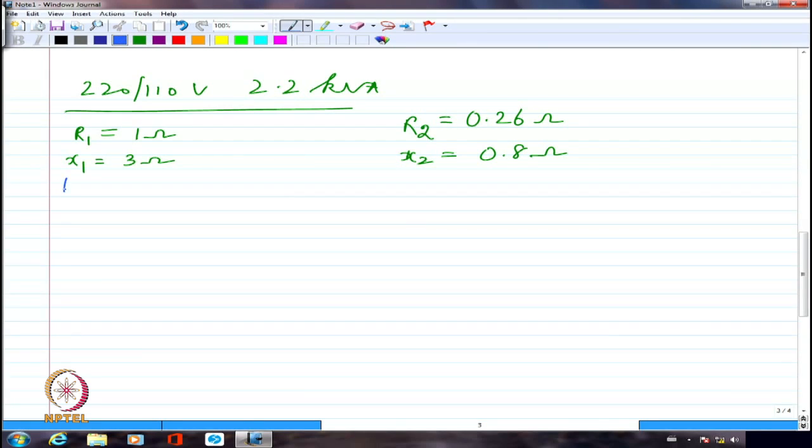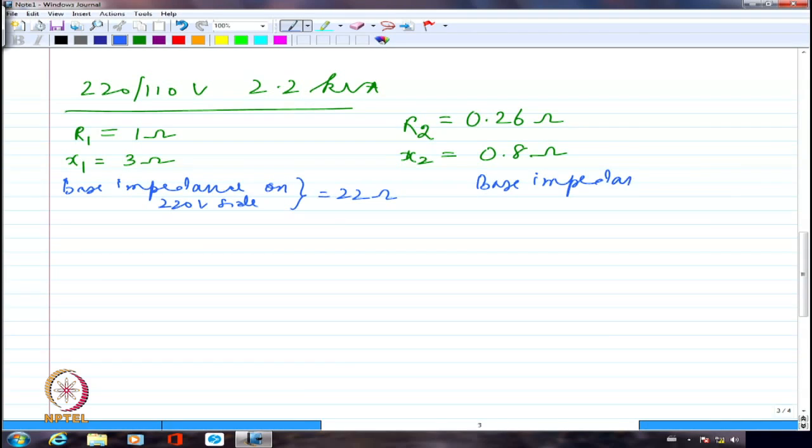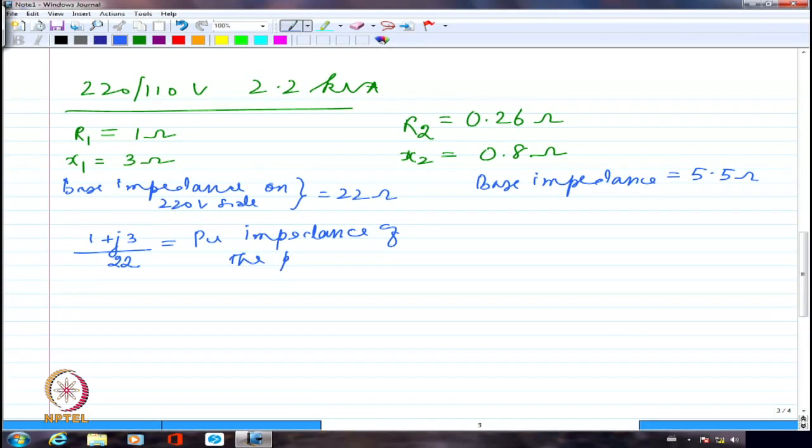was 22 ohms, whereas base impedance in this case was 5.5 ohm. So if I express 1 plus J3, this is R1 plus JX1 divided by 22. This is the per unit impedance of the primary. And here I am going to have 0.26 plus J0.8 divided by 5.5 is going to be the per unit impedance of secondary.